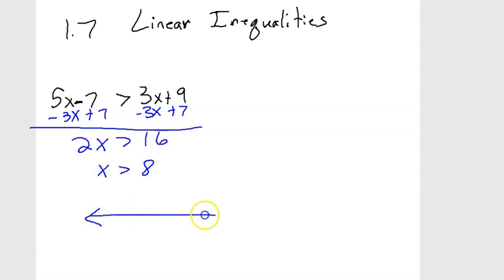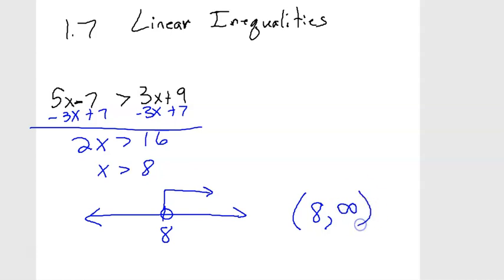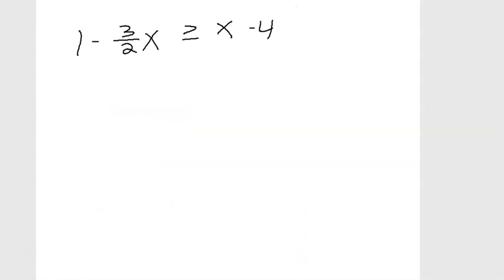Now, on a number line, greater than 8 would look like this, to the right, and in interval notation, parenthesis at 8 going all the way to infinity. Just as a reminder, if this was an equal sign, then this would be filled in, and this would be a bracket. Okay, so solve, graph, and then write in interval notation. So let's look at another one.